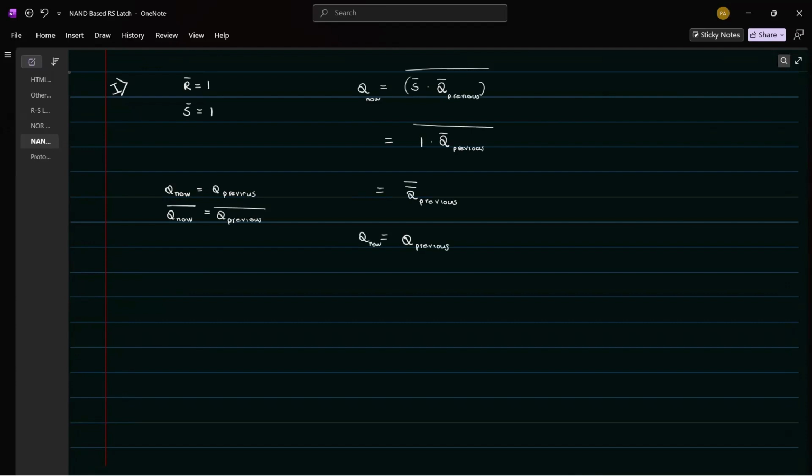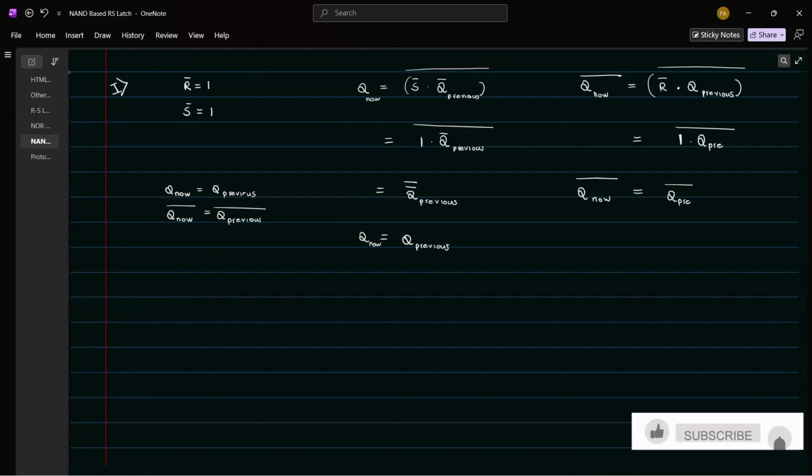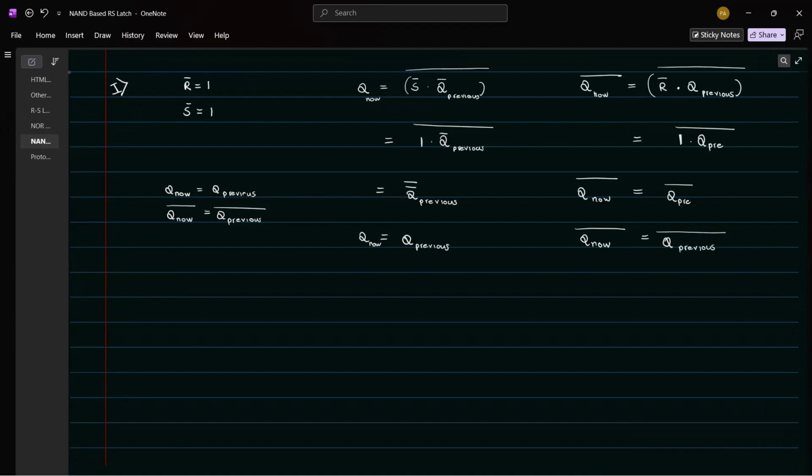Okay. Similarly, here we have Q now bar, that is equals to R bar into Q previous whole thing bar, and we know R bar is equals to 1. So 1 into Q previous whole thing bar. So that is Q previous whole thing bar. So Q now whole thing bar will be equals to Q previous whole thing bar. That's the idea. Okay. And the expected output is achieved.